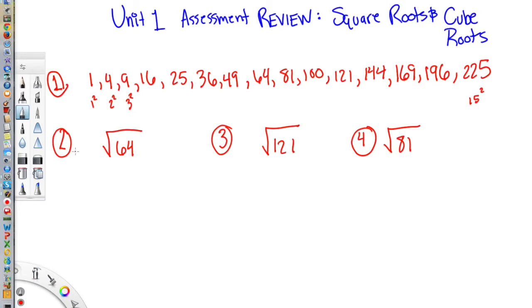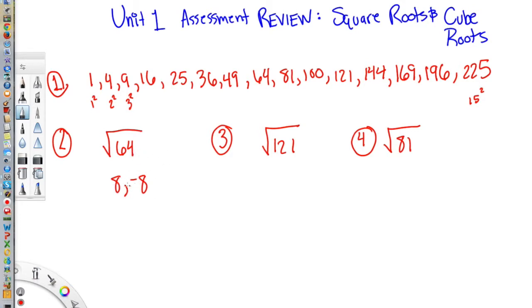Okay, numbers 2, 3, and 4, it says identify the 2 square roots of each number. Well, the square root of 64. Look up here, the square root of 64 was 8. I know that 8 times 8 is 64, but negative 8 times negative 8 is also 64. That's what I was looking for.